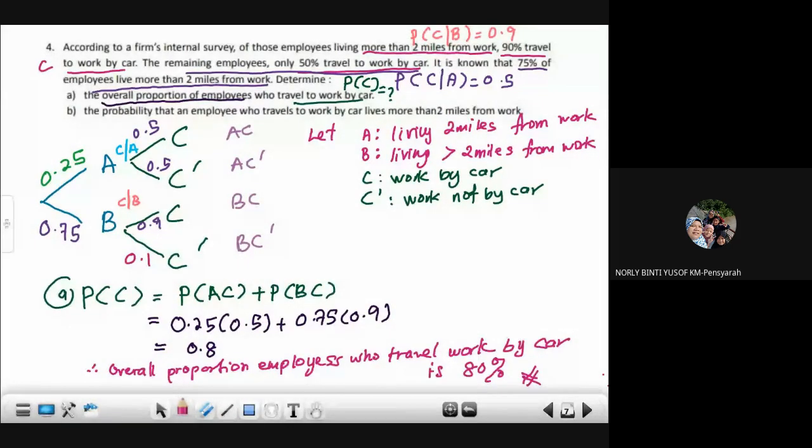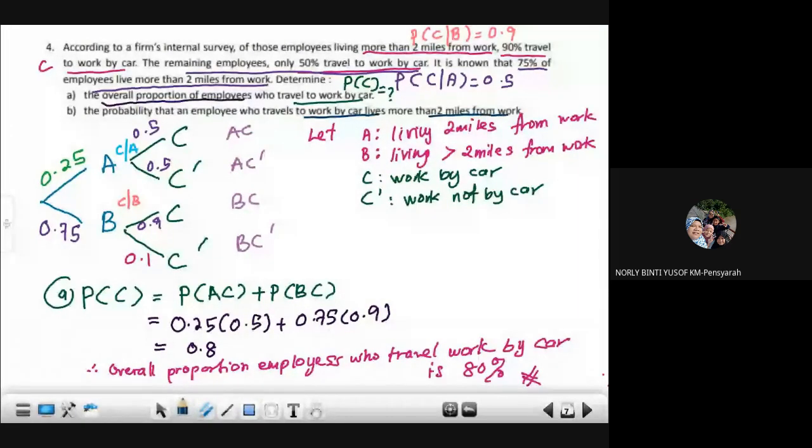Okay, itu untuk A. Lepas tu B pun sama. The probability that an employee who travels to work by car. So ada 2 event kat sini. Live more than 2 miles for work. So this is conditional probability. Walaupun tak ada perkataan given ataupun if. Tapi kalau tengok kat sini, which event happen first?